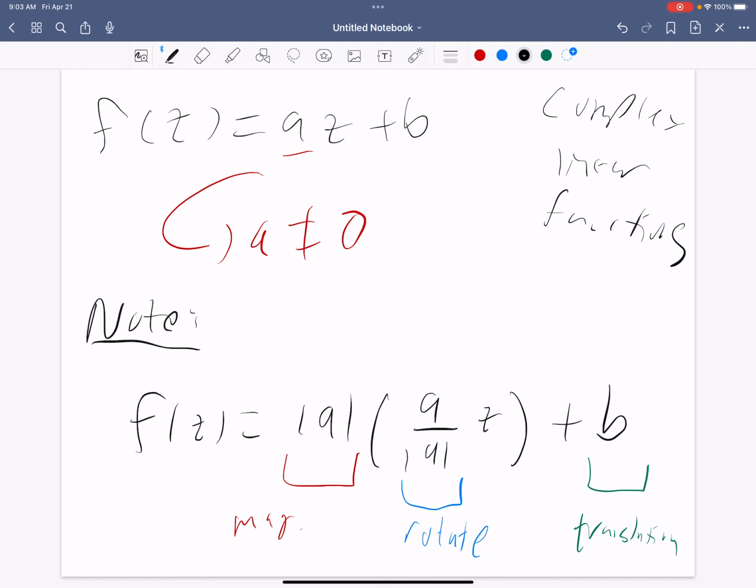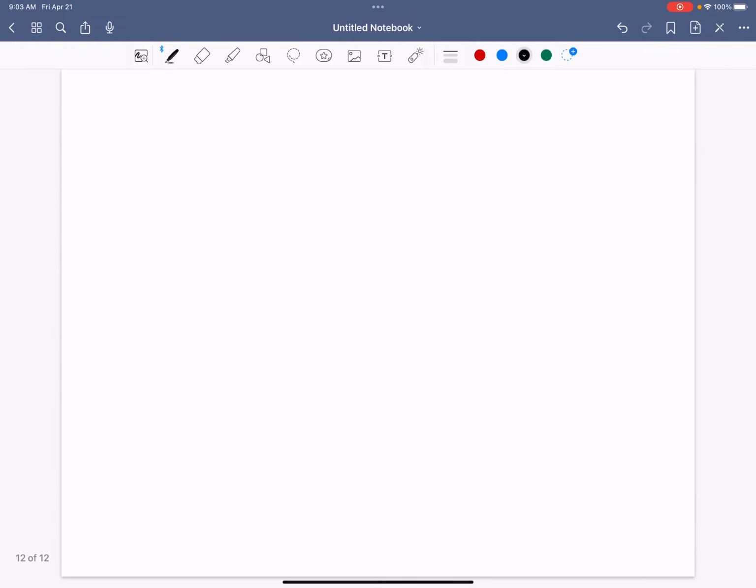So let's justify that all of these things are exactly what I'm saying they're doing, that this is indeed a rotation, that this is indeed a magnification, and that this is indeed a translation. And then we'll investigate what a function does to a specific shape, and we'll have a good time. Okay, so first, let's justify the rotation part.